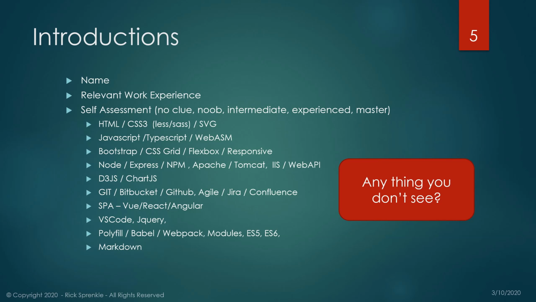D3.js and Chart.js. Remember some of the Legos you can use to make cool things? Those are graphing Legos. So you can take a quick little CSV data file and, using one of those, make really fantastic graphs and charts. Git, Bitbucket, GitHub, Agile, Jira, Confluence. Those are management tools. They're ways of storing your code, ways of working with a team with code. No coding there at all, but you will want to learn about Git.